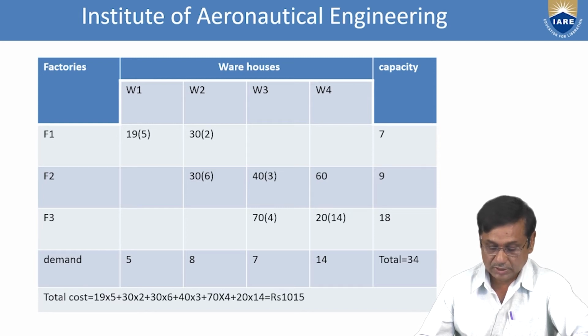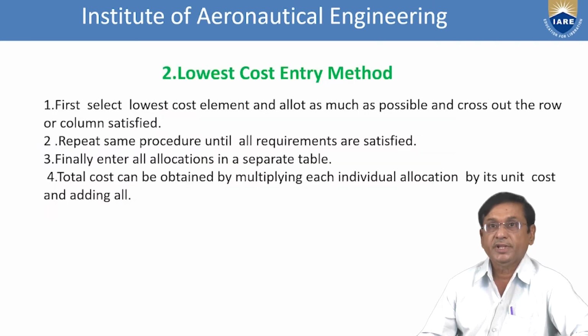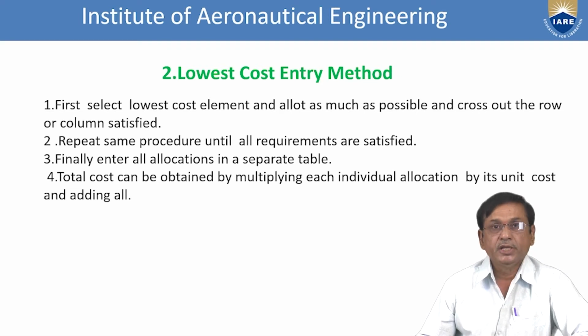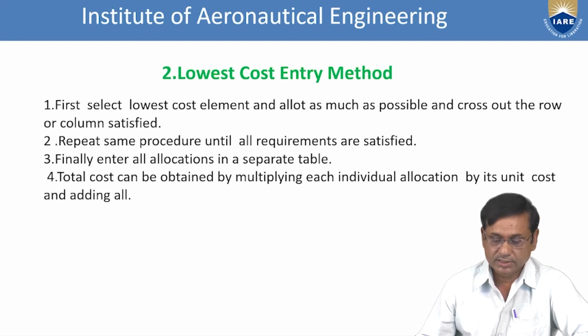So the total cost is 1015 rupees. The next method is the lowest cost entry method. First select the lowest cost element and allot as much as possible and cross out the row or column which is satisfied. Repeat the same procedure until all the units are satisfied. Finally, enter all allocations in a separate table.